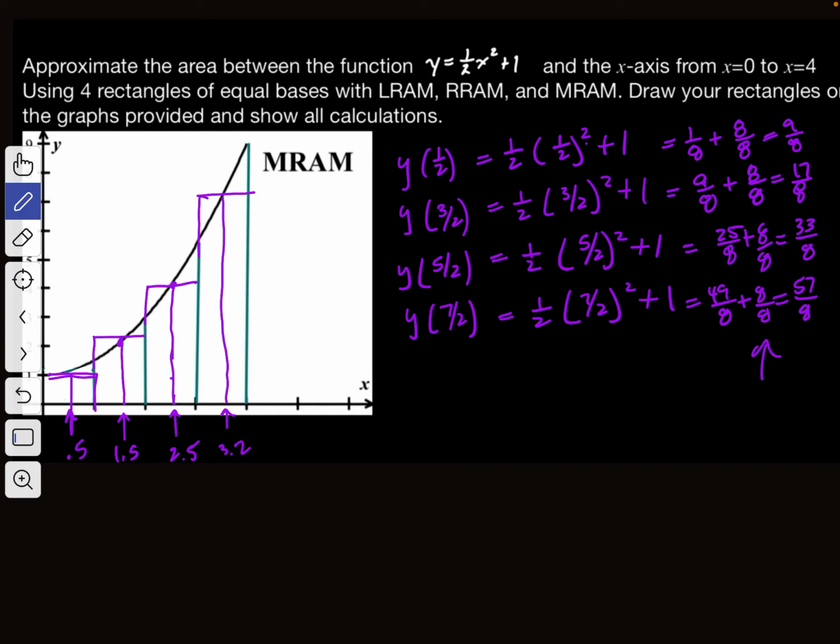Okay, so these are the heights, and each base of my rectangle is 1 unit. And so 1 times 9/8 plus 17/8. And all I'm doing here is, since all of the bases are 1 unit, I just factored out that common factor from each of these. I'm multiplying by 1, so it doesn't really make a difference here. But if I add these all together, this gives me 116/8 units squared. And that's the area under the curve with an MRAM.